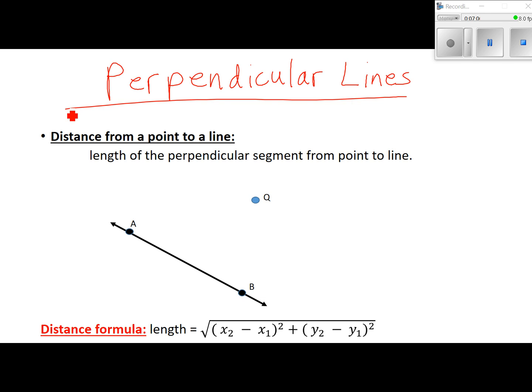What we're going to be doing, we want to find the distance from point Q to that line AB. If we're trying to find that distance, do I want to do this? Is that the distance from the point to the line? Sure. I don't know. Probably not.